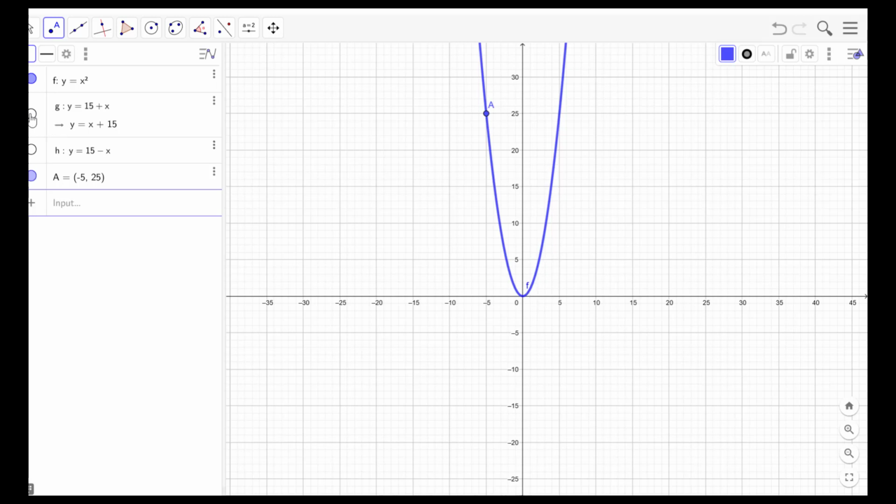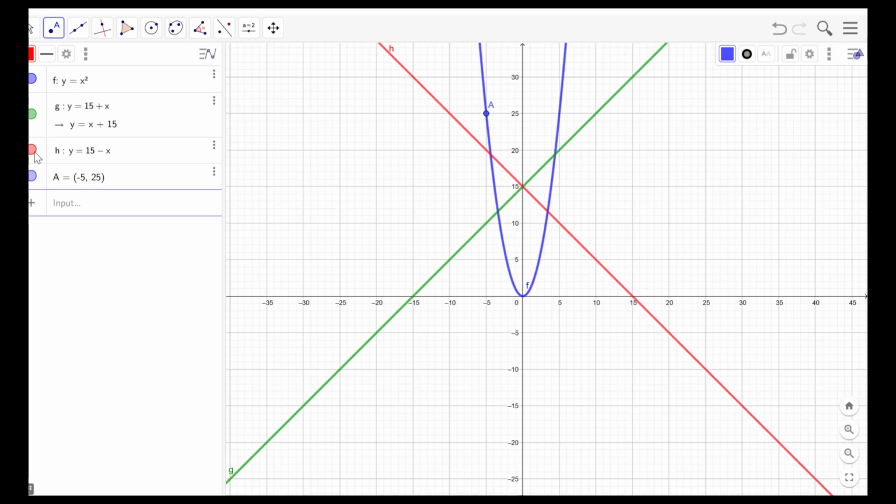Let's look at the graph y is x plus 15. Yes, this graph increases from left to right. And what about the function y is 15 minus x? This graph decreases from left to right. How interesting is that? Look at the patterns. Y is x squared, y is 15 plus x, and y is 15 minus x.